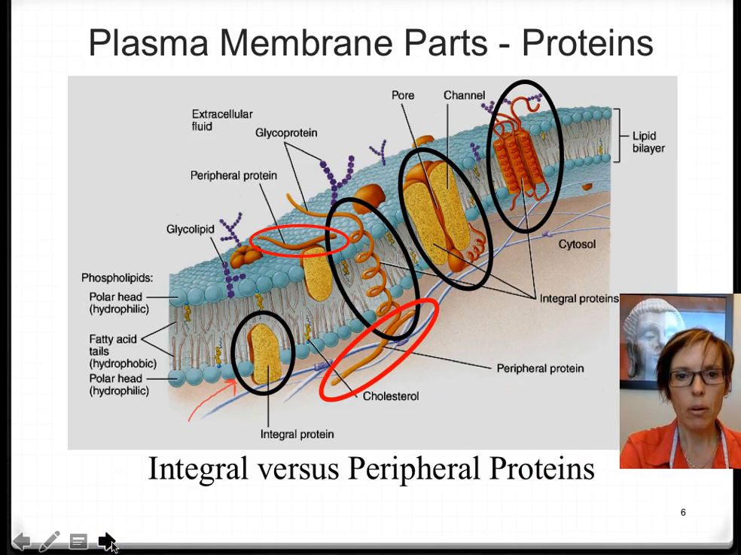The other type are what are known as peripheral proteins. And peripheral proteins are called that because they stay on the periphery. They're either all the way on the outside or all the way on the inside. They don't go into or across that cell membrane at all. Okay.